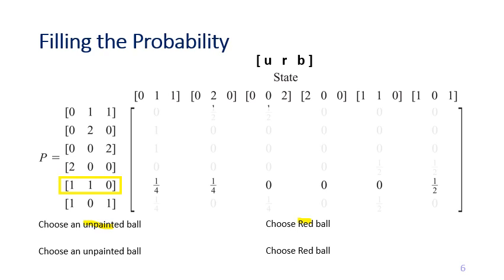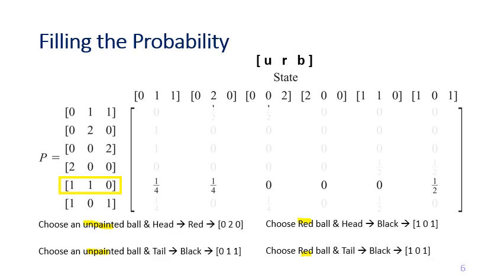And then after you choose the ball randomly, you toss the coin. The possible outcomes from the coin are head or tail. That's why I write unpainted twice. I write red also twice, because I want to pair the outcome of the ball that you choose with the outcome of the coin that you toss. So all the possibilities look like this: unpainted and head, unpainted and tail, red and head, red and tail.